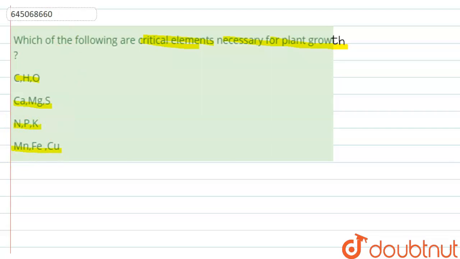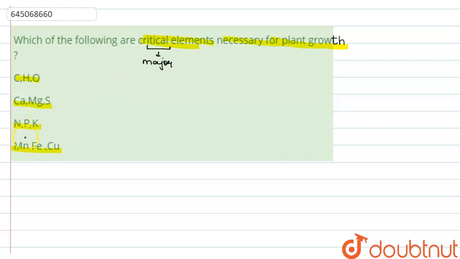So we know that besides water and sunlight, plants also need several nutrients to grow. And where do they take those nutrients from? From the soil. Now, critical elements here means the major elements that are necessary for plant growth. So now let's look at all the minerals over here and the work they do.